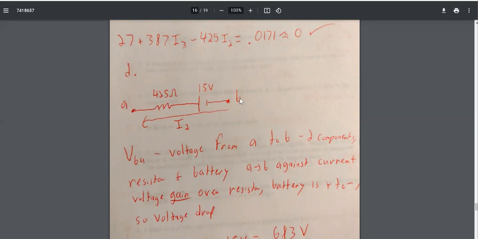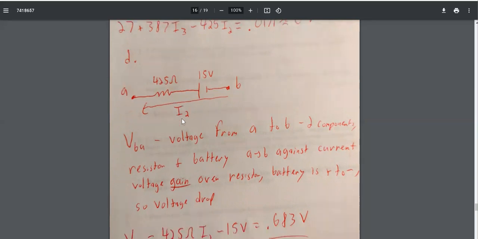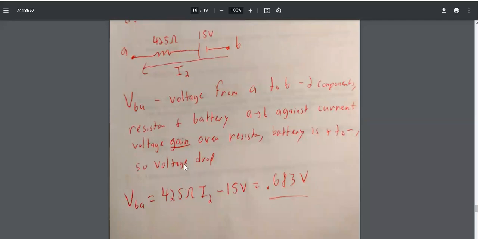So going from A to B, we travel across this resistor in the opposite direction of the current, which means that we have a voltage gain of the resistance times the current. When we get to the battery, we're going from the positive side to the negative side, which means that we have a voltage drop of the EMF of our battery, which is 15 volts in this case. So we solved for I2 up there. We just plug in our number for I2. We find that this is the voltage between these 2 points.